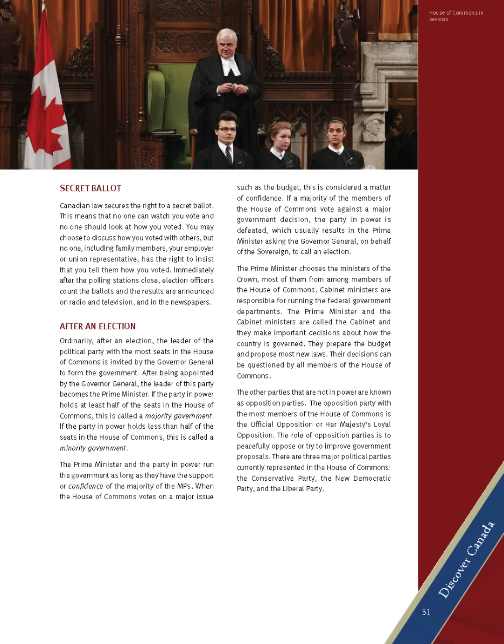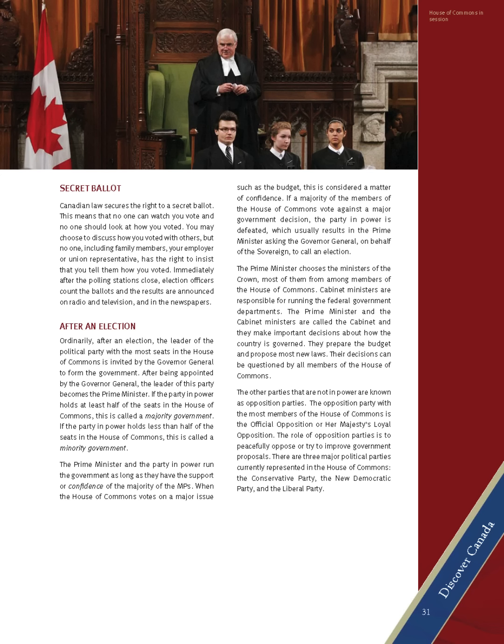The Prime Minister and the party in power run the government as long as they have the support or confidence of the majority of the MPs. When the House of Commons votes on a major issue, such as the budget, this is considered a matter of confidence. If a majority of the members of the House of Commons vote against a major government decision, the party in power is defeated, which usually results in the Prime Minister asking the Governor-General, on behalf of the Sovereign, to call an election.